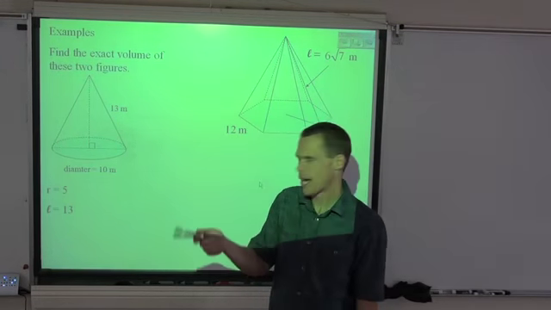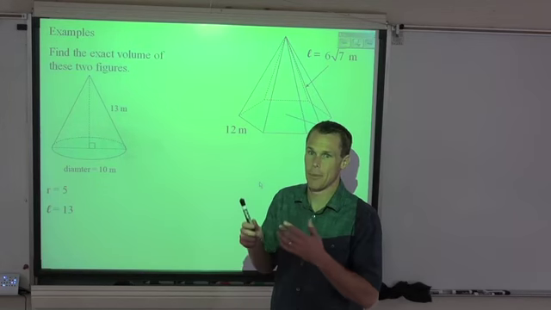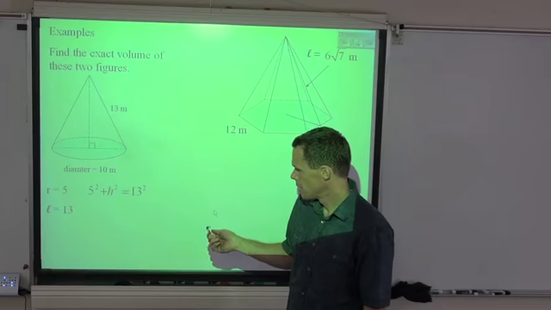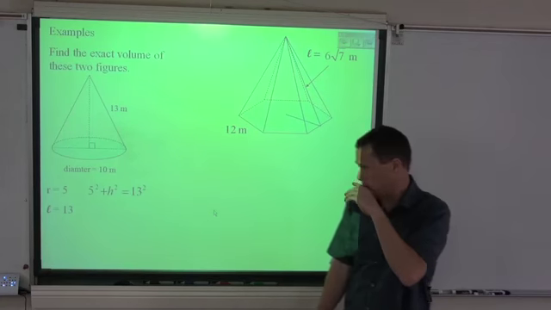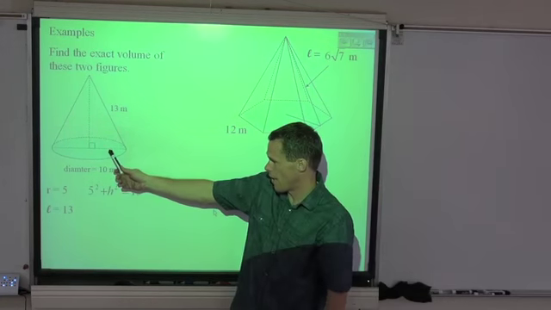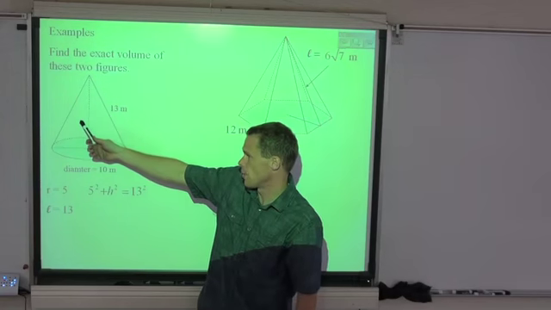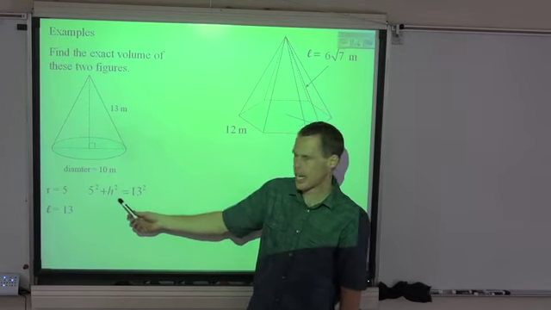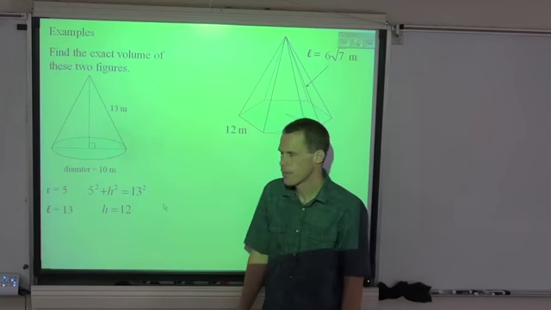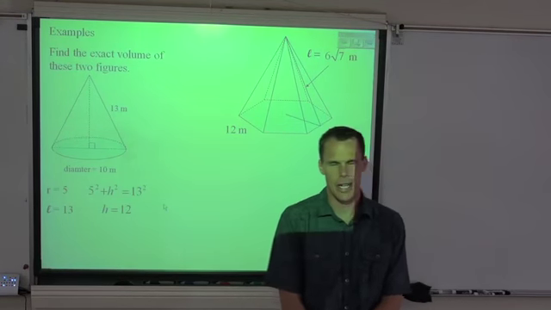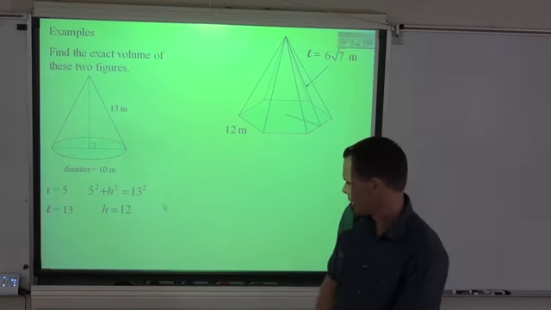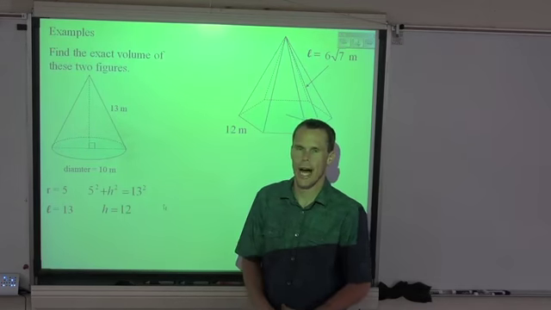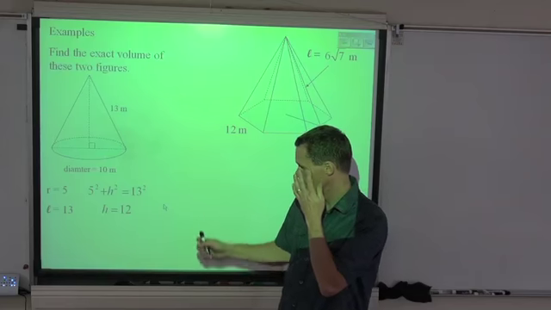1/3 area of base times height. I can do pi r squared times, I don't know the height. So I'm going to use that Pythagorean relationship where the radius squared, 5, plus the height squared equals slant height squared. We've seen this one before. 5 squared plus h squared equals 13 squared. You do the math there, this is 169 minus 25, and you find h equals 12.